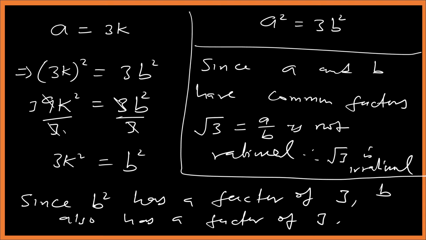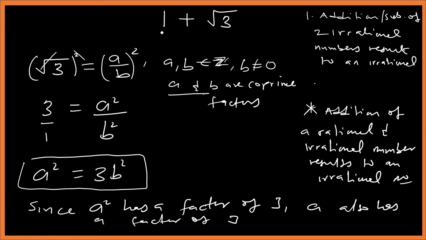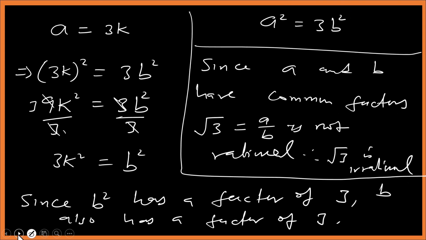Knowing that root 3 is irrational, we now go back and do substitution. Remember 1 plus root 3, where root 3 is an irrational and 1 is a rational. This condition says that addition of a rational and irrational number results in an irrational number. So we conclude that 1 plus root 3 is an irrational.